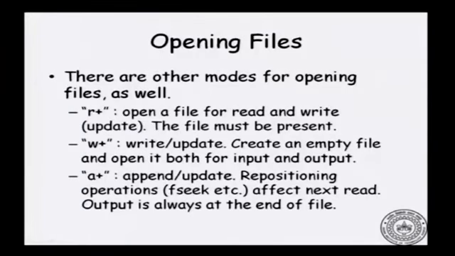So, fprintf output is always at the end of the file, and reading will be dependent on any fseek that you do. So, fseek will never affect where you print, it will always be at the end of the file. So, A plus is a very special mode. These are some additional file operations that you might find useful while coding in C.